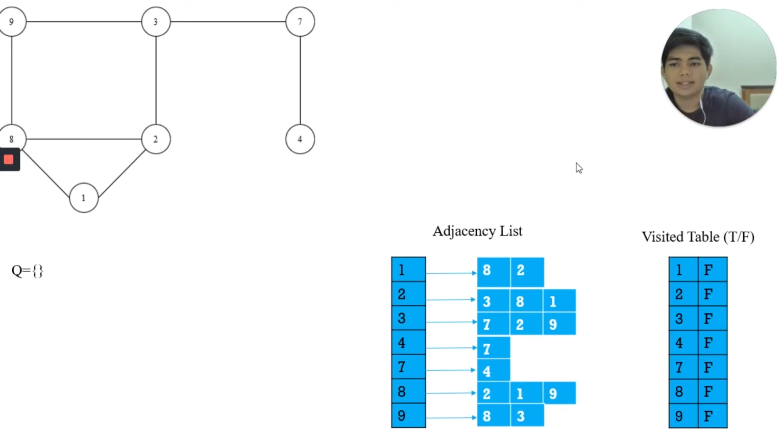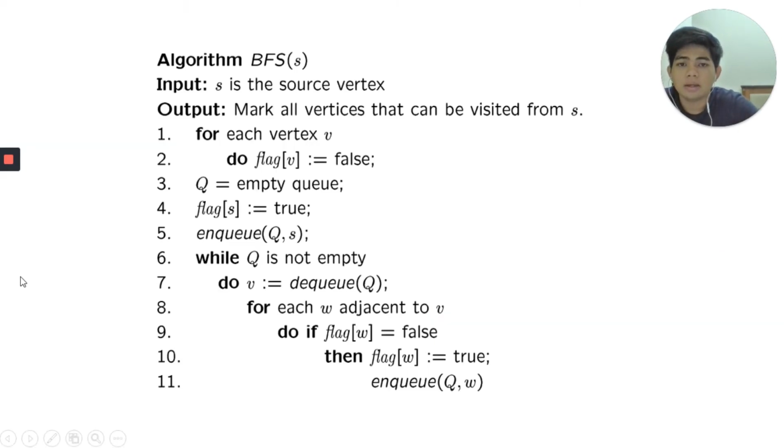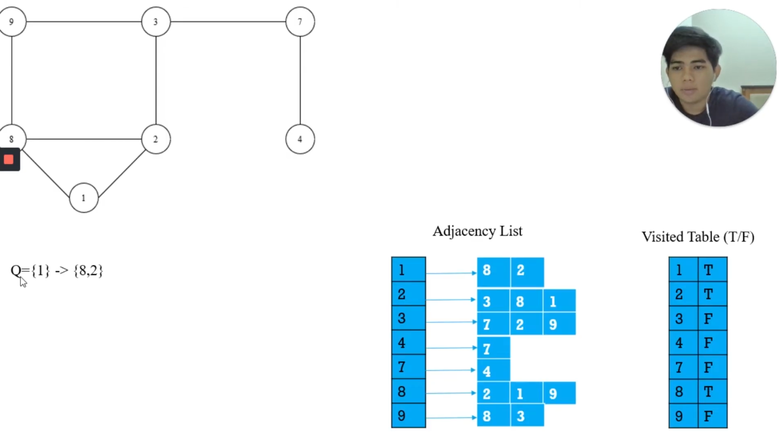Let us see. First, we must initialize the queue as empty to start the BFS. Then we pick a source. For this, I will be picking 1. We dequeue 1, and then we enqueue its unvisited neighbors, which are 8 and 2. Then in the visited table, we change 1, 2, and 8 to T, which is true, from false, because at first we initialized all of these as false.